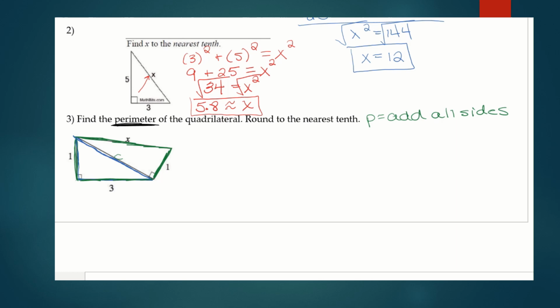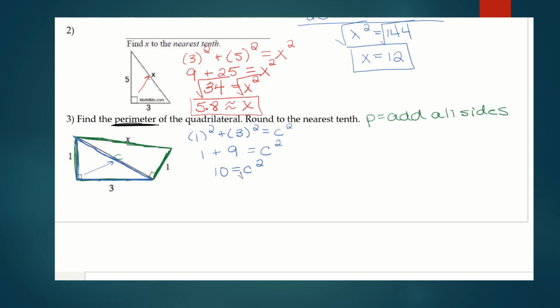So looking at that bottom right triangle, side length C is directly across from the 90-degree angle, which means it's the hypotenuse. So let's go ahead and plug into the Pythagorean theorem. I'm going to find the length of side C. All right, so 1 squared plus 3 squared, that's 1 plus 9, which is 10, equals C squared.